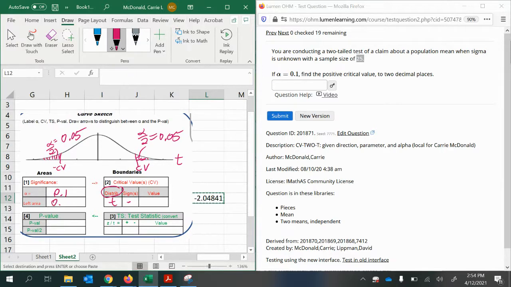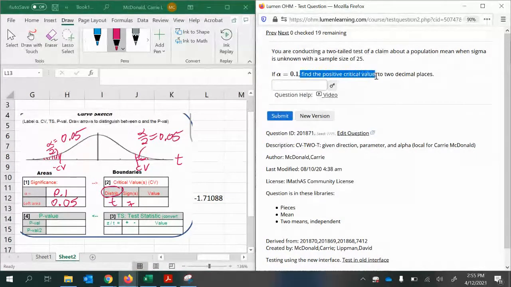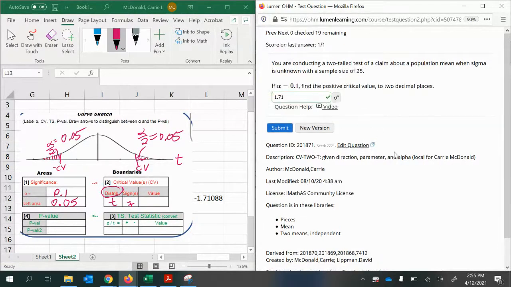So the left area, which is what we need when we're using our inverse function, has to be 0.05. Here, we're not going to have a negative critical value only. We're also going to have a positive as well. And then we'll still use the inverse function to figure out what the absolute value of those are. So we're going to do t.inverse on 0.05 because that's the left area, with a sample size of 25, so that would be 24 degrees of freedom. All right, and it does say here to give the positive critical value. So I'm just going to enter this as 1.71. And that's that.